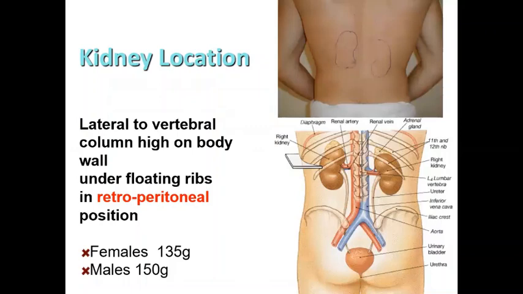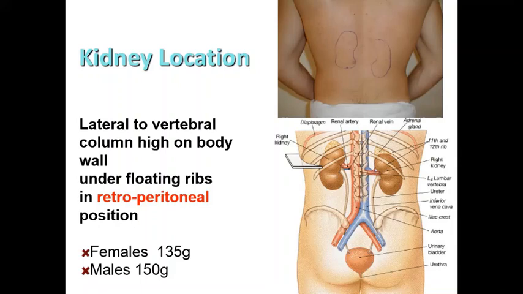The location of the kidneys. The kidneys are lateral to the vertebral column, high on the body wall, at the back of the person near the vertebral column. They are under the floating ribs. The floating ribs start from the front and go all the way behind, like that. Under these floating ribs, that's where you find the kidneys, but they are in the retroperitoneum.